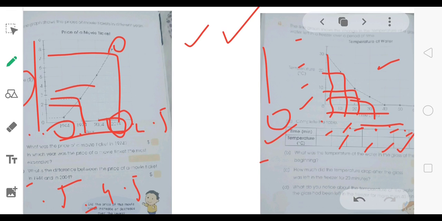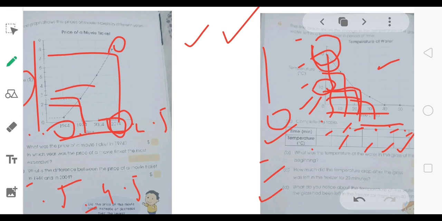Part B, what was the temperature of the water in the glass at the beginning? This is the temperature of the water in the glass at the beginning. At the beginning, in 0 minutes, it is 30 degrees. So in part B you will write 30 degrees. Now come to part C. How much did the temperature drop after the glass was left in the freezer for 20 minutes? When the glass is left in the freezer for 20 minutes, what is the temperature at that time? Look over here. This is 20 and this is... What does it become? It becomes 10 degrees.